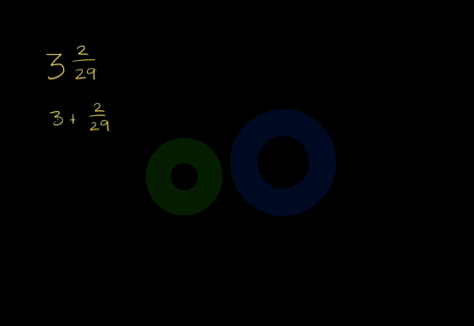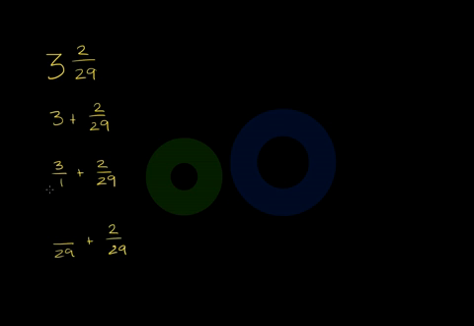And if we're going to add them, we need a common denominator. So we need to rewrite 3 as something over 29. So we could rewrite this as 3 over 1. Let me just rewrite it. So this is the same thing as 3 over 1 plus 2 over 29. The least common multiple of 1 and 29 is going to be 29.